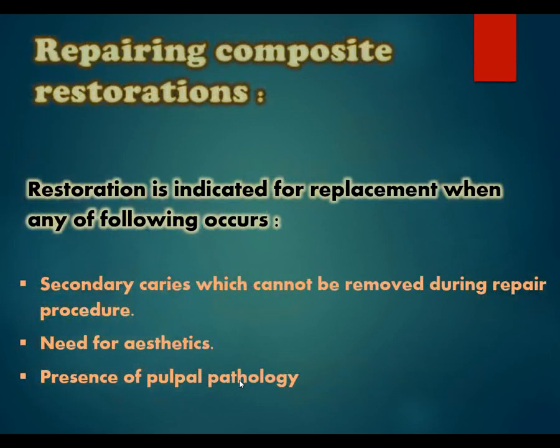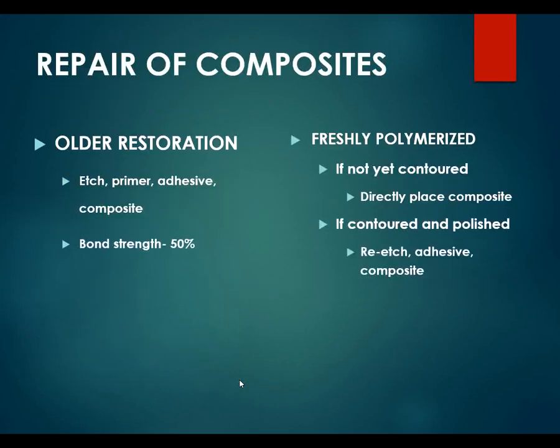Okay, next is repairing of composite restoration. Restoration is indicated for replacement when any of the following occurs. Number 1, secondary caries which cannot be removed during repair procedure. Need for aesthetics, presence of pulpal pathology. How to repair composite restoration.